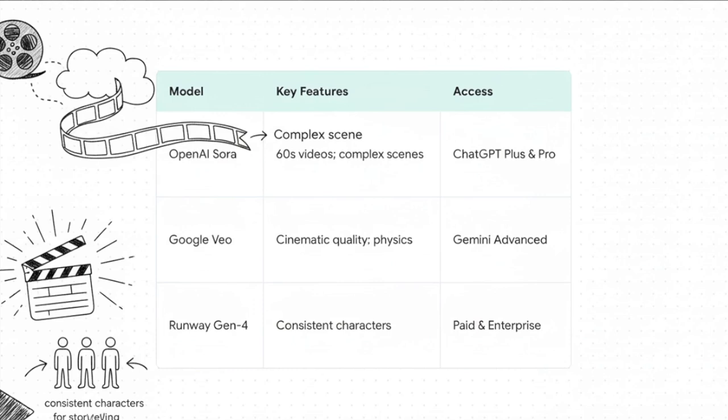So who are the big names in this game? Well, you've probably heard of OpenAI Sora. That one's a big deal because it can make videos up to a minute long and has a pretty mind-blowing grasp of physics. Then you've got Google's Veo, which is all about getting that super cinematic, high-quality look. And don't forget Runway's Gen 4, which is really focused on a huge challenge: keeping characters consistent from shot to shot. You can see they're each trying to solve different pieces of this giant puzzle.